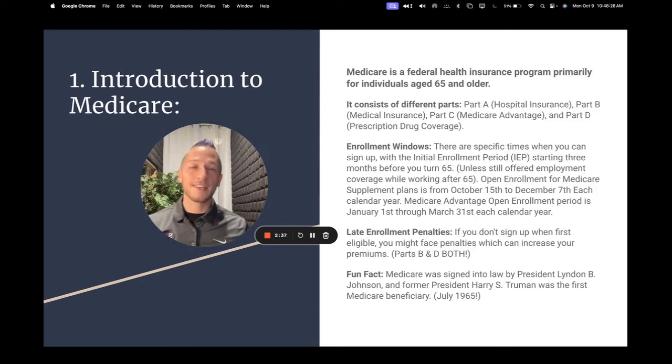Fun facts, the first president, Harry S. Truman, and President Lyndon B. Johnson were the individuals who signed Medicare into place back in 1965. And actually, Harry S. Truman was the first Medicare beneficiary.